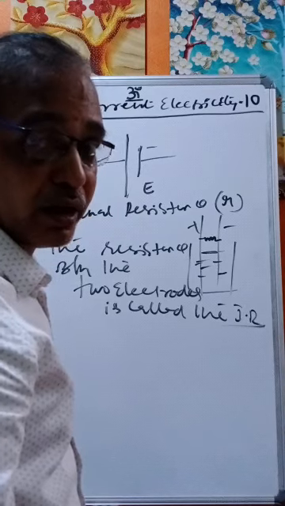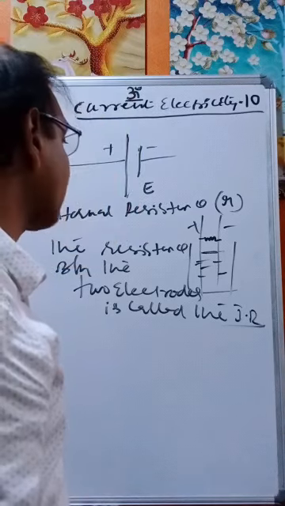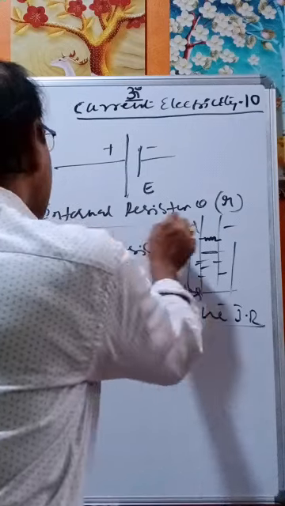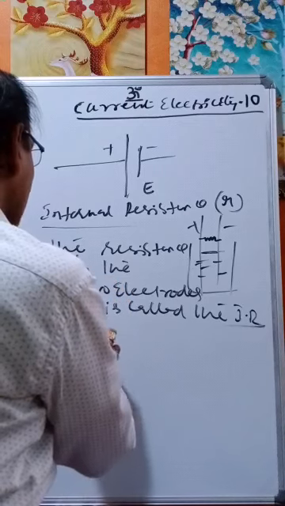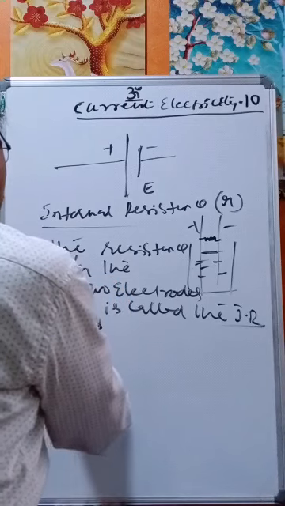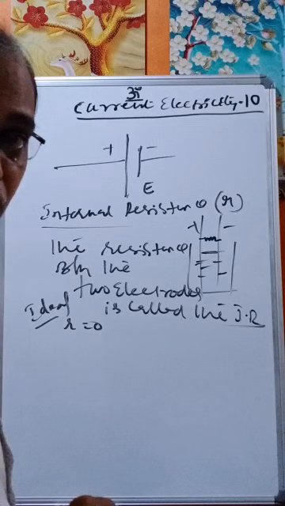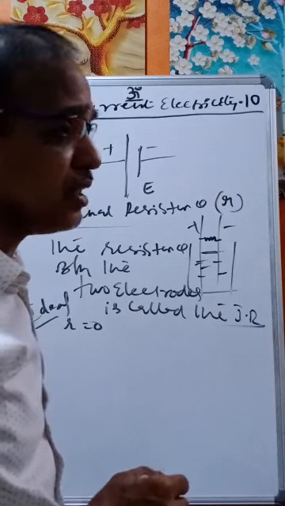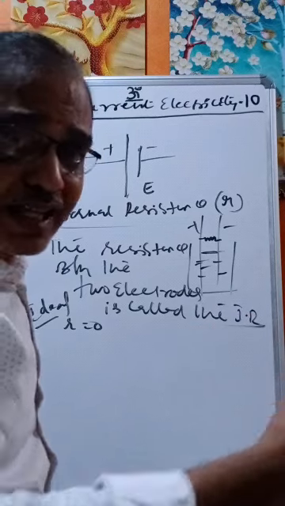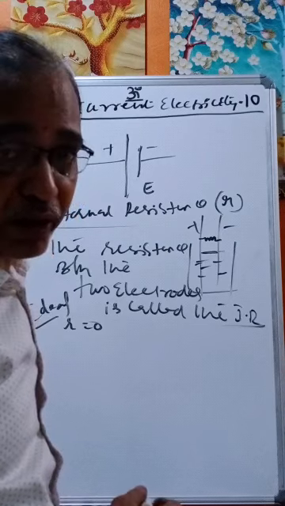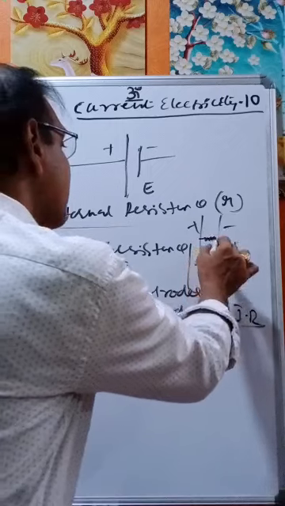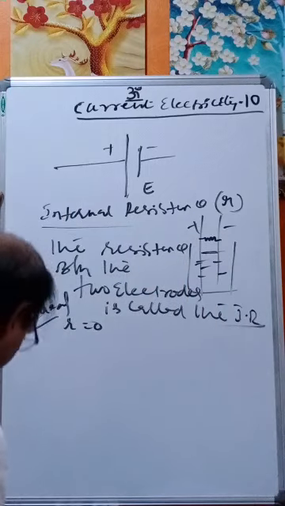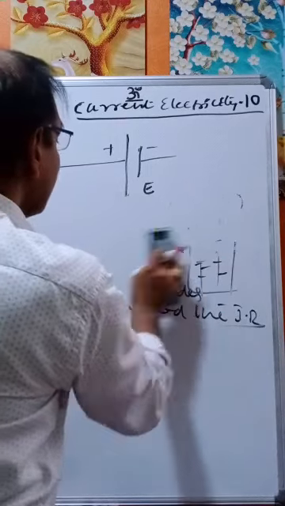All this depends on the area, the distance between the plates, and the strength of the electrolyte. There is an internal resistance. For an ideal cell, r is equal to 0, but that is not a possible case. So r will be as small as possible, 1 ohm or 0.5 ohm or 1.5 ohm, like that. It will be very small. Therefore, the resistance between the two electrodes is called internal resistance.